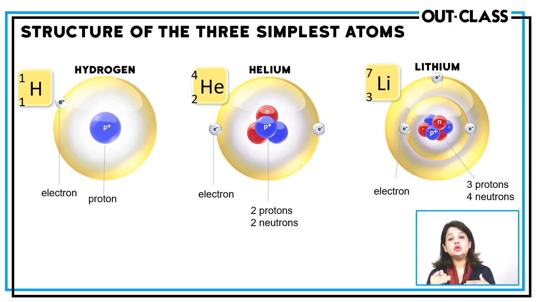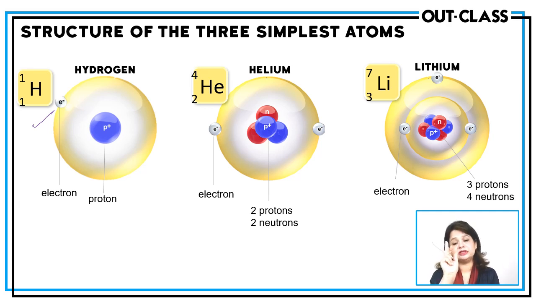Whenever an atom loses or gains electrons, these numbers are disturbed. They become unequal, and because of that, an atom may carry charge and change into an ion. So for hydrogen, the proton number is 1, so it has 1 proton. If it has 1 proton, it must have 1 electron, as shown in the diagram. And hydrogen is the only element which has no neutron.